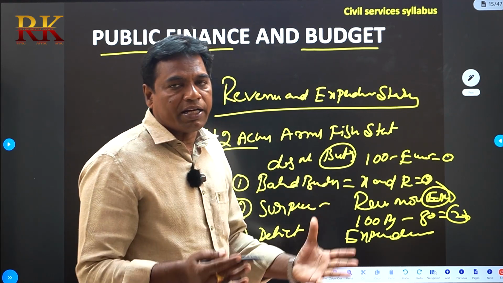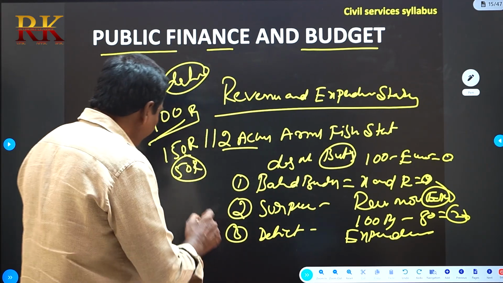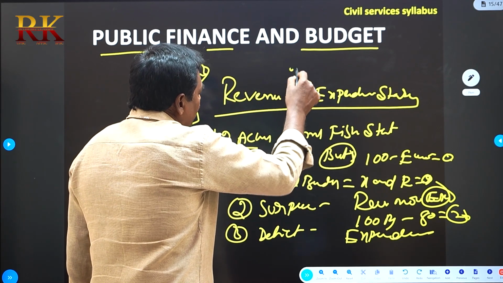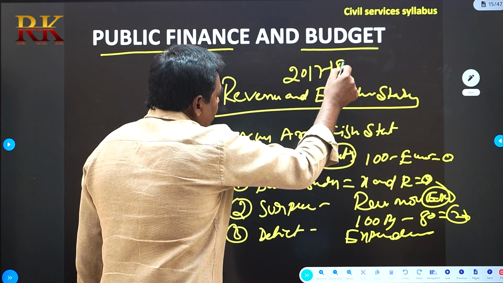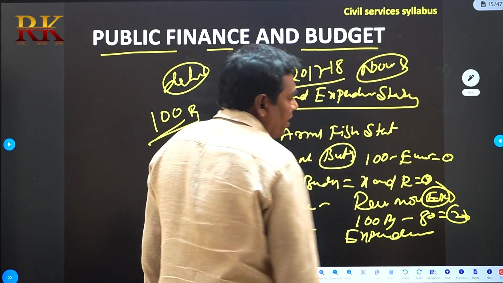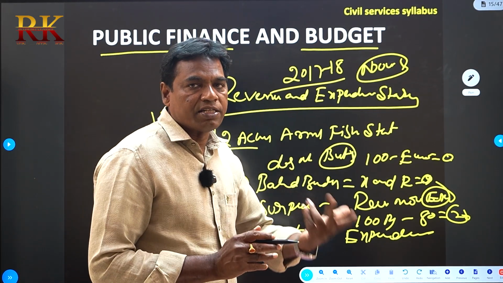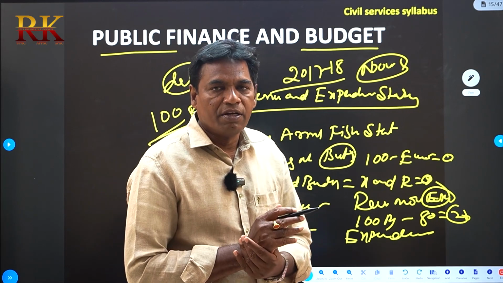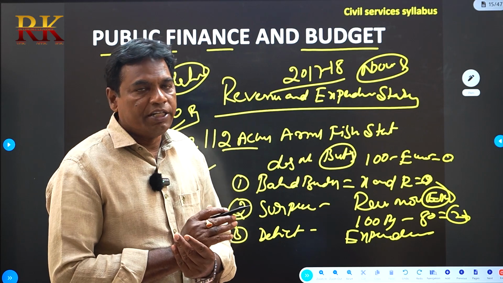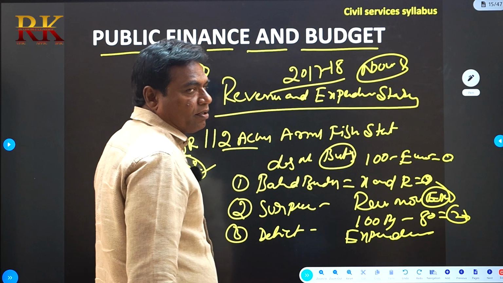India and all other developing and undeveloped countries follow only the deficit budget. In the Indian government, up to 2017-18 there were two budgets. Now there is only a single budget. The departments also participate in the budget: the Central Finance Ministry, Economic Affairs, and the CAG, Comptroller and Auditor General, and other departments. That is called public finance, the budget.